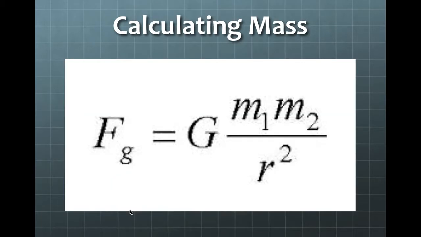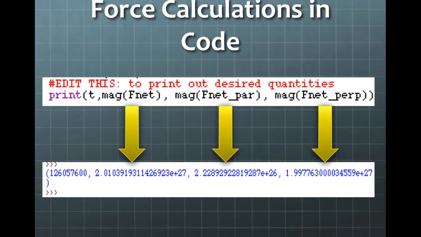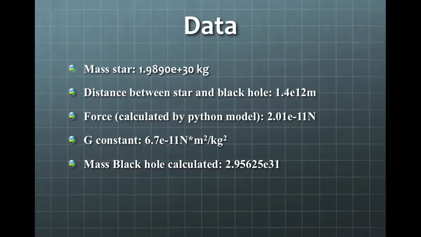Using the law of universal gravitation, we were finally able to calculate the mass of the black hole, because we had the mass of the star, the distance between the star and the black hole, since we had the positions of both, and the net force acting on the star, calculated by the computational Python model constructed. Since the mass of the black hole was the only unknown, we were then able to use the equation in order to calculate the mass of the black hole.